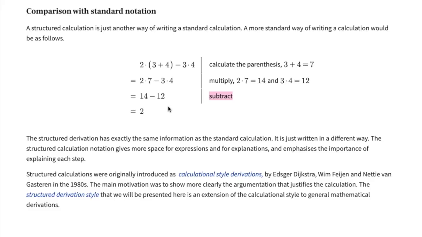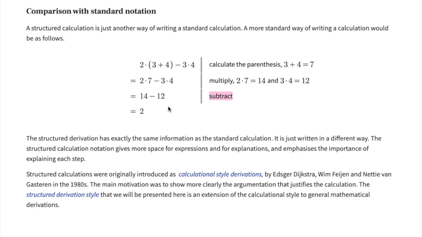The structured derivation notation gives more space for each expression, the whole line, as well as more space for the justification. And by doing so, it emphasizes the importance of explaining each step in the calculation. In particular, in mathematics education, it's important that students understand that a calculation step always has to have a justification. There must be some rule or argument that says that this step is correct.